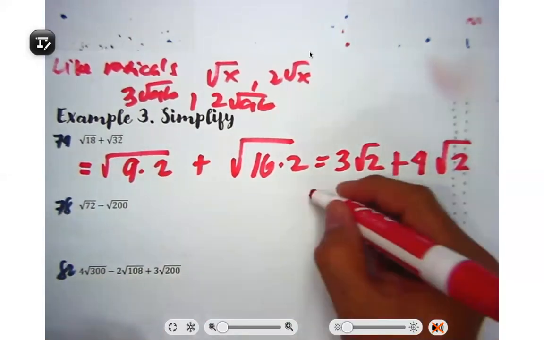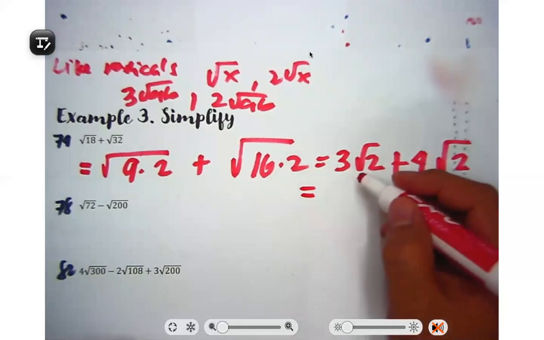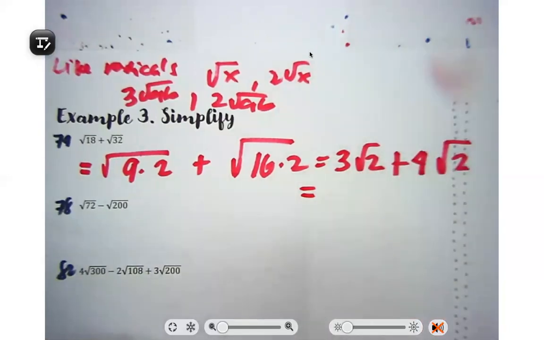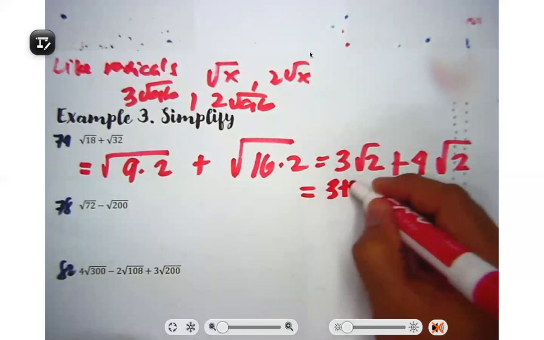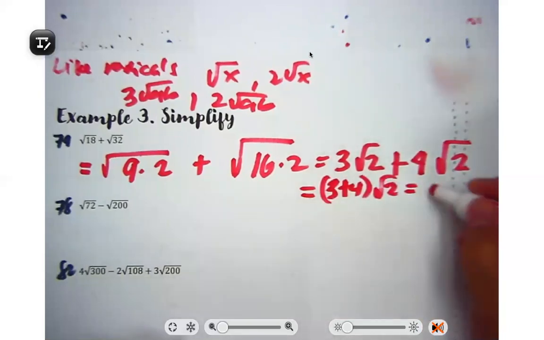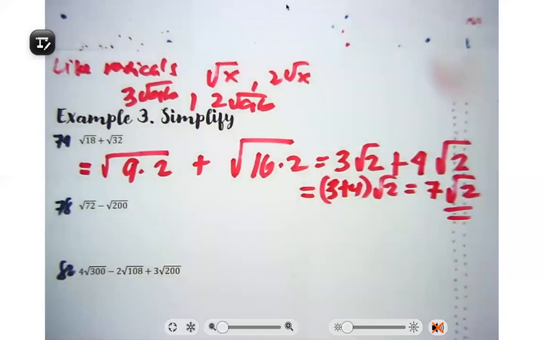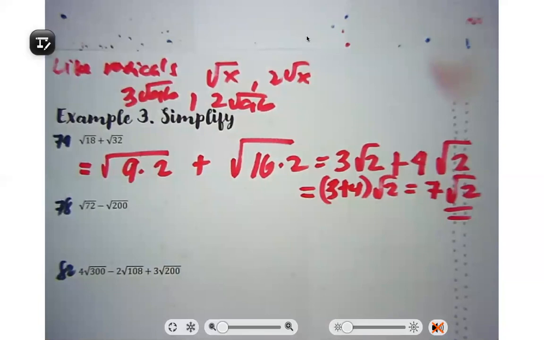And in that case, you can now add your coefficients 3 and 4, the coefficients of the radical square root of 2. What's 3 plus 4? You have 7 square root of 2. So that's the expression combined, or the sum of square root of 18 plus square root of 32: 7 square root of 2.